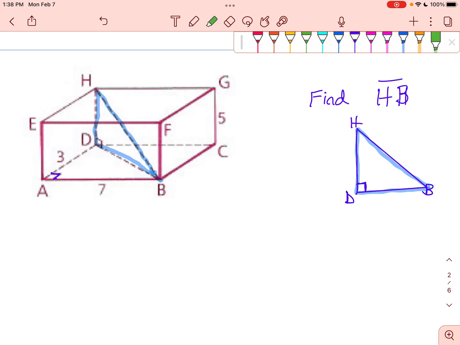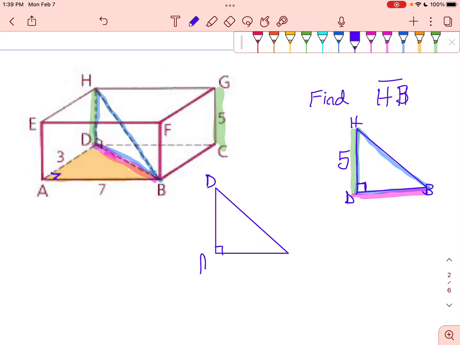Now, of course, I know that the height of this rectangular prism is 5. Therefore, from H to D is also going to be 5. So I can put that in here. However, I don't have from D to B. I don't know this length right here, but I can find it. And I can find it by using this right triangle right here. So again, spatial recognition. I'm going to pull out this right triangle, and again, I'm redrawing mine. I like to redraw it. So this is D, A, and B, and the right angle is right there.